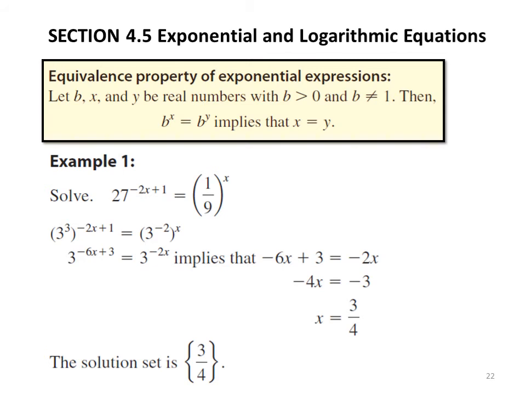Now you have a linear term which is easy to solve. Just add 2x to both sides and subtract 3. You get minus 4x is equal to minus 3. Divide by minus 4. Your solution will be 3 over 4. That's the solution to the original equation.